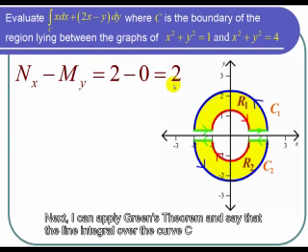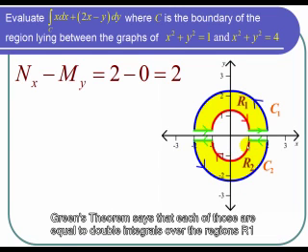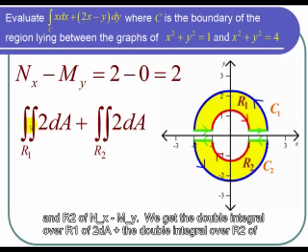So next, I can apply Green's theorem and say that the line integral over the curve C is equal to the line integral over the curve C1 plus the line integral over the curve C2. And Green's theorem says that each of those are equal to double integrals over the regions R1 and R2 of N sub x minus M sub y. So we get the double integral over R1 of 2 dA plus the double integral over R2 of 2 dA.